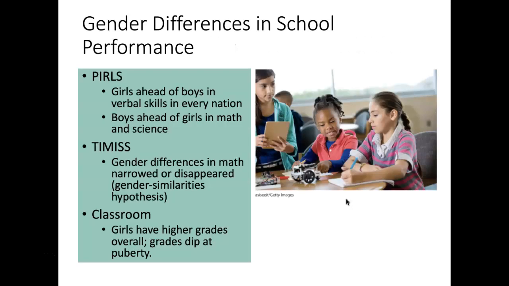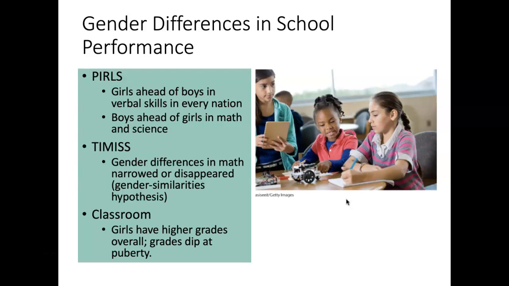We did notice some gender differences in school performance, and this is related to hidden curriculum. In the PIRLS, girls were ahead of boys in verbal skills in every single nation, and boys were ahead of girls in math and science in every single nation. What's interesting about this is what teachers were encouraging in skills in boys and girls, and who they were approaching to do reading and what they were expecting from different children. And this goes all the way back to our gender expectations in preschool that we talked about earlier.